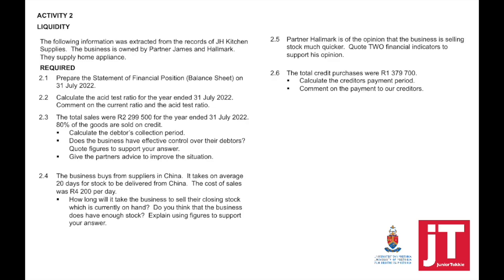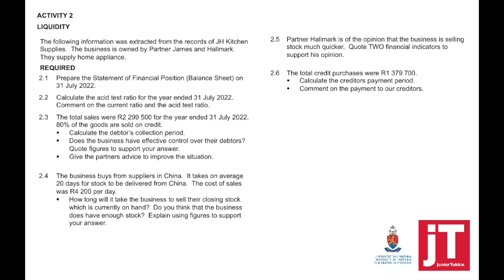The following information was extracted from the records of JH Kitchen Supplies. The business is owned by partners James and Hallmark. They supply home appliances. Required, so we need to prepare the statement of financial position on 31 July 2022. 2.2, calculate the asset test ratio and then comment on the current ratio and the asset test ratio.